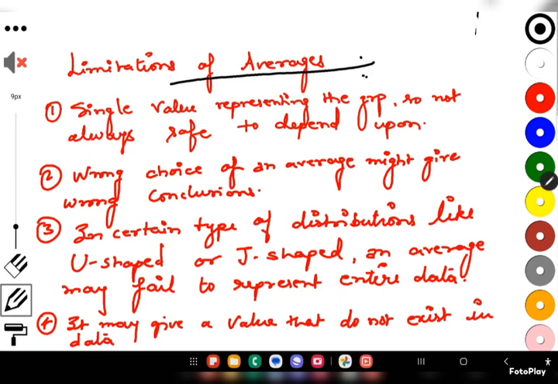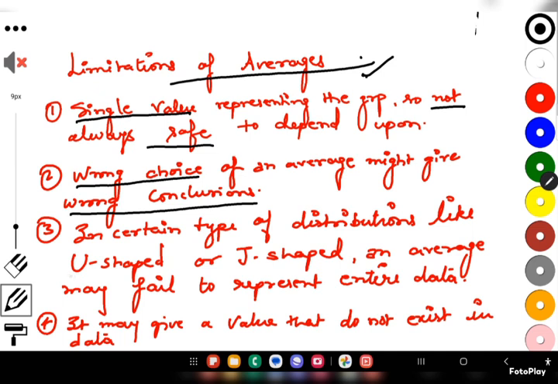Now comes the limitation part. So there are certain limitations, like an average is a single value representing a group of values, but it is not always safe to depend upon it, because there is every possibility of getting wrong conclusions. Then a wrong choice of an average for a particular problem might give wrong and fallacious conclusions. An average as a measure of central tendency fails to give the complete picture of the data.